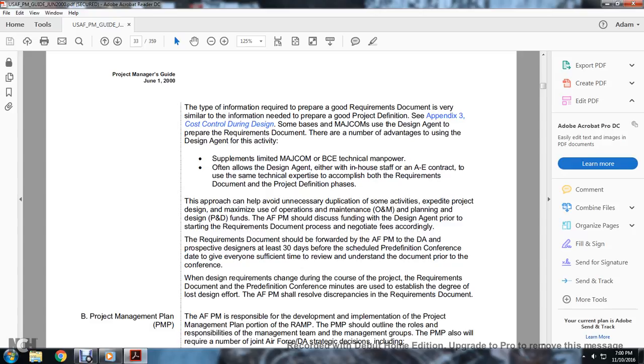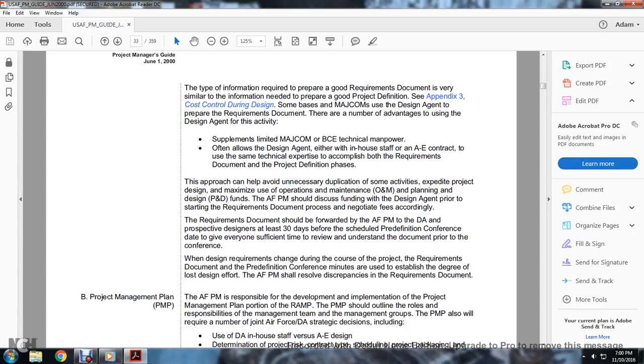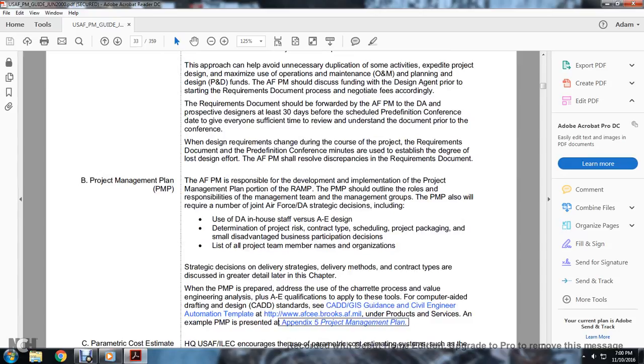The requirement documentation should be forwarded to the Air Force program manager for the DA and the prospective designer at least 30 days before the scheduled pre-definition conference, to give everyone sufficient time to review and understand the documentation prior to the conference, in case the design requirements change during the course of the project. The pre-definition conference minutes are useful if they establish the degree of lost design effort. The Air Force project management will resolve discrepancies in the requirement documentation, project management, and plan.